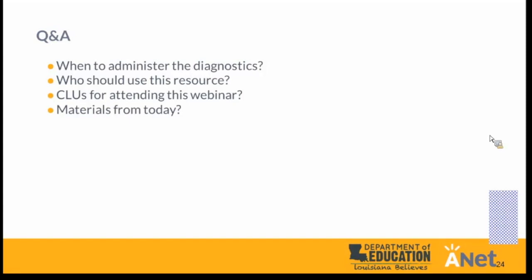And then materials from today. I'm so glad that everyone wants all the materials, so you can take these back and make sure many more teachers get access to this information. So before I log off, I am going to upload my PowerPoint to the webinar, so you can just download it straight from there, and that will make sure everyone can have it that needs it.